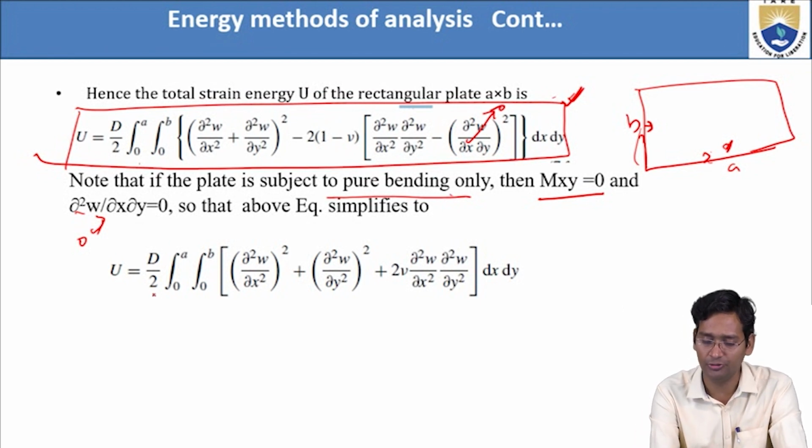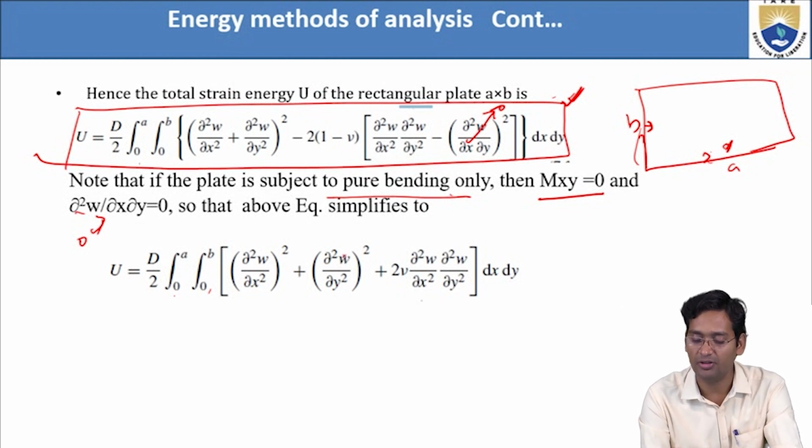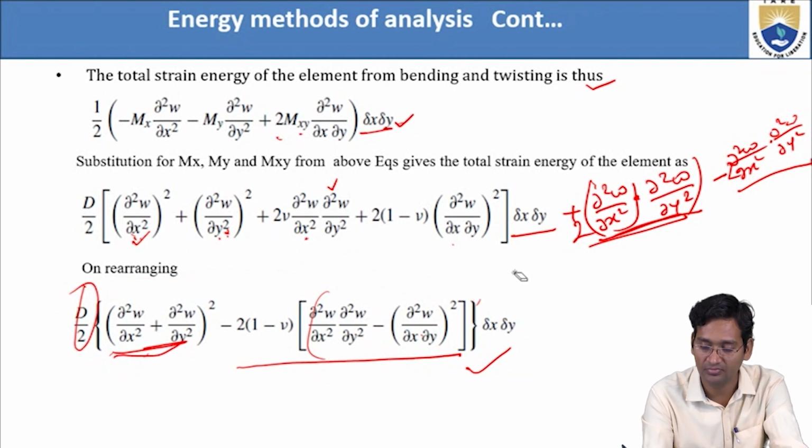So now U equals the double integral over dy from 0 to a, 0 to b, and here ∂²w/∂x∂y is there. After expansion of this, we have (∂²w/∂x²)² plus (∂²w/∂y²)² plus 2ν ∂²w/∂x² ∂²w/∂y², just the same as in this equation. If we put ∂²w/∂x∂y as 0, this whole term will be 0, and only these three terms will be there.